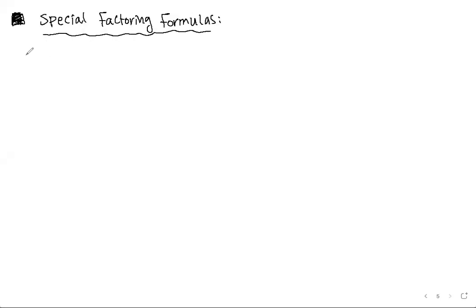So now, a special factoring formula. The first thing we have to know: a squared minus b squared gives me a minus b times a plus b. This is called the difference of squares.